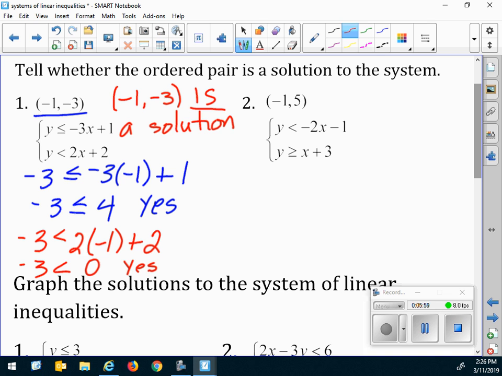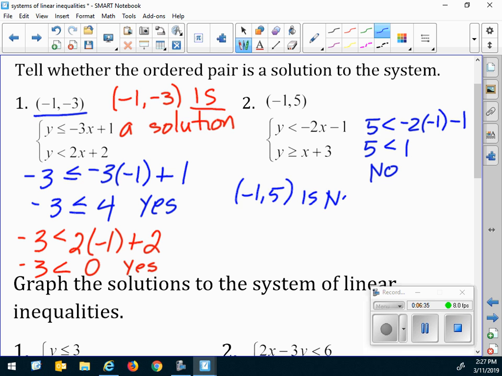Now let's go to number 2. What are we going to write for the first one? 5 is less than. What's negative 2 times negative 1? 2 minus 1 is 5 less than 1. No. So, do we have to check the other one? No. So, we're going to say negative 1, 5 is not a solution.